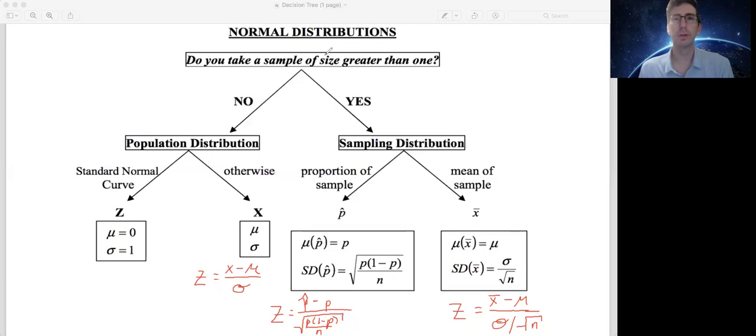So hopefully walking through this helps you decipher when you're working on homework problems or test problems when you're talking about a population distribution versus a sampling distribution.